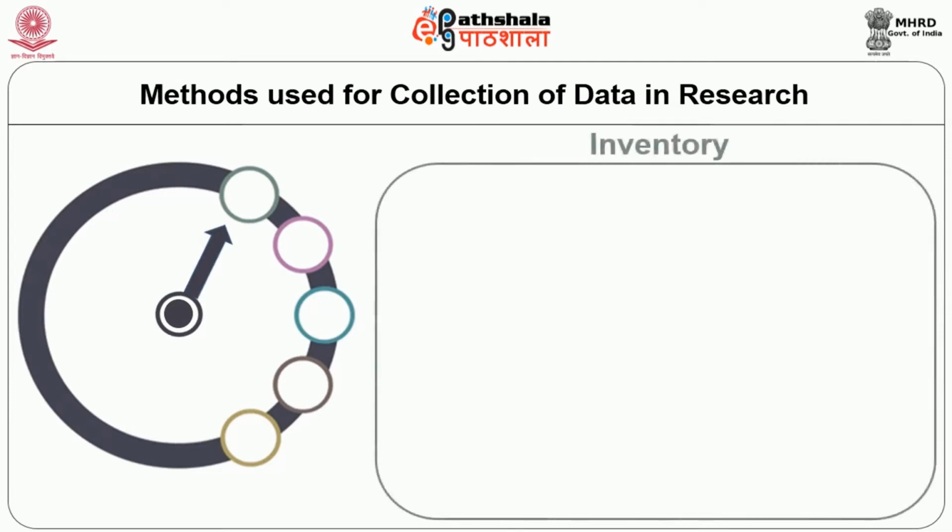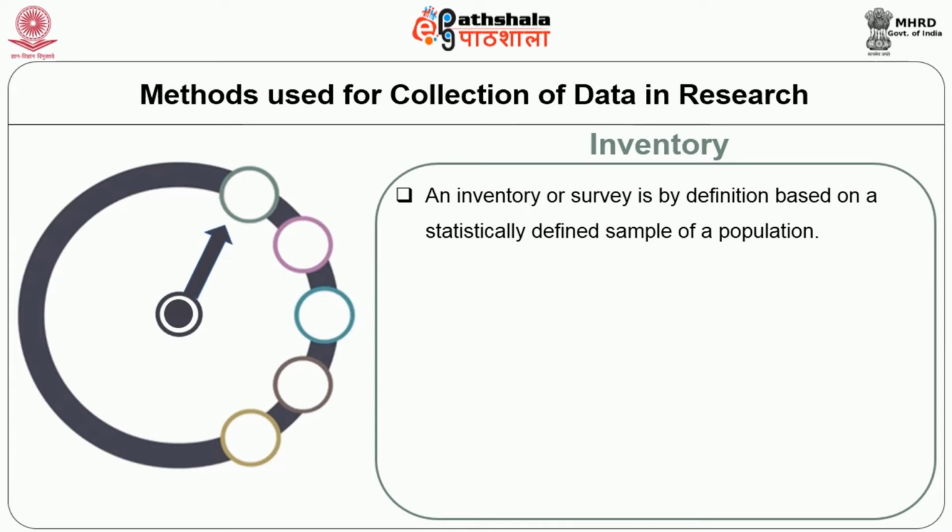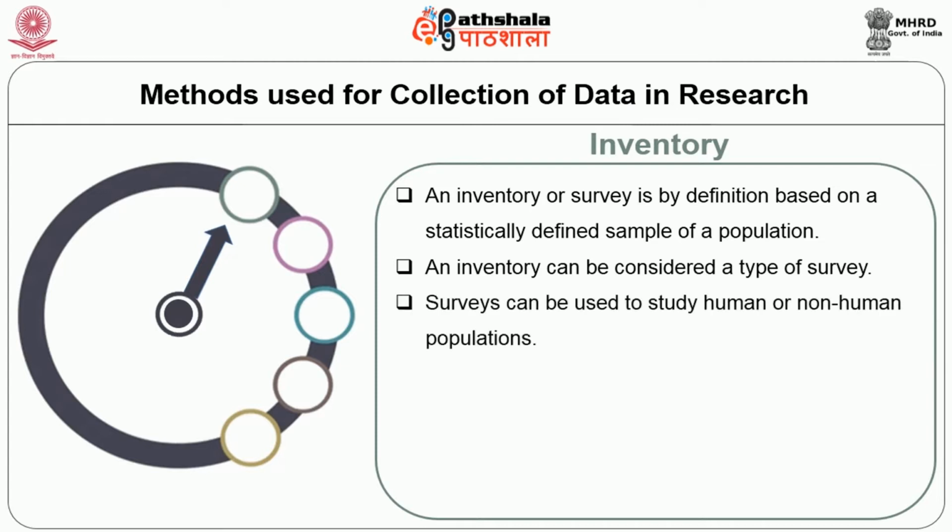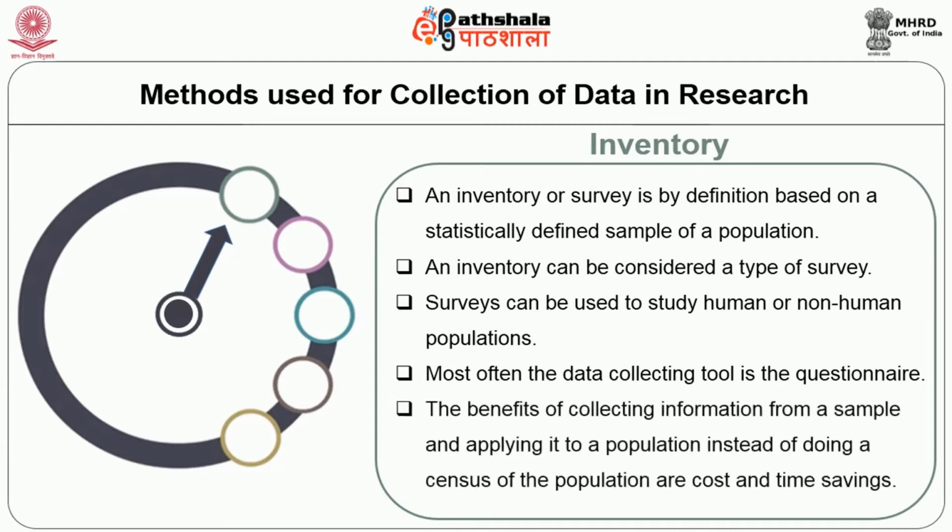The first one is the inventory. An inventory or a survey is by definition based on a statistically defined sample of a population. An inventory can be considered as a type of survey. Surveys can be used to study humans or non-human populations. Most often the data collecting tool is the questionnaire. The benefits of collecting information from a sample and applying it to a population, instead of doing a census of the population, are the cost and time saving.